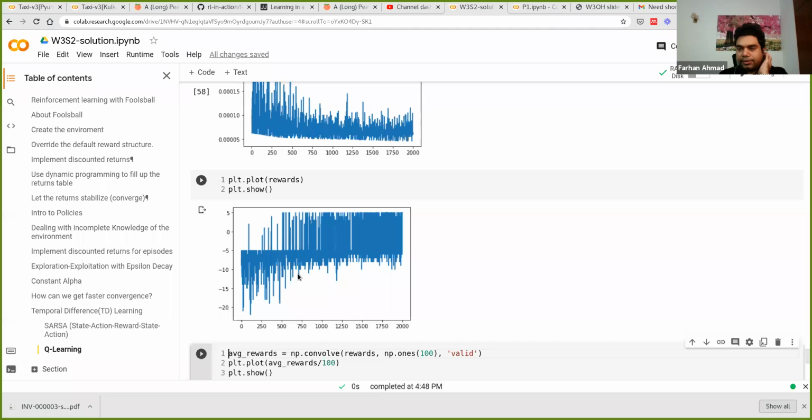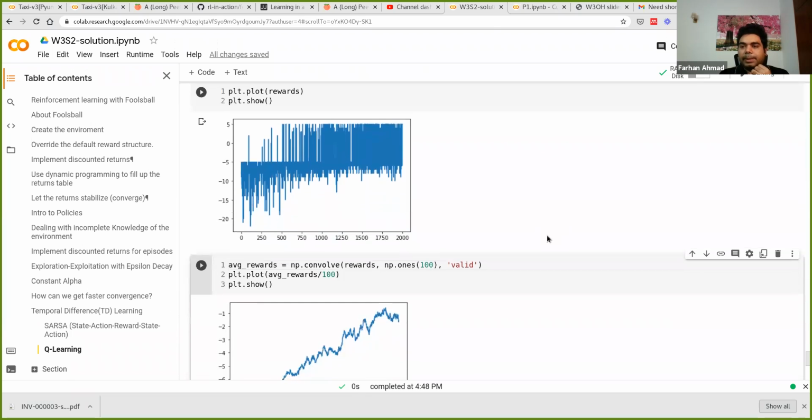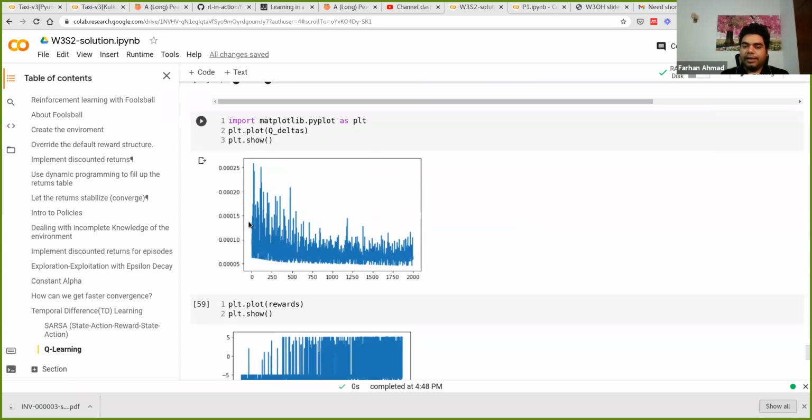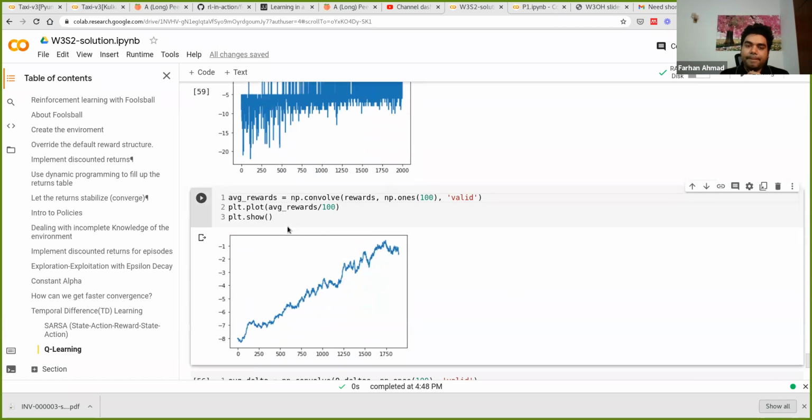But there is still a lot of spikiness, very difficult to interpret, but you can see what seems like an upward trend. So if the average was somewhere over here, it has increased to, let's say, this point, right? So if you look at an entire episode, you can say that the average return that you get is around 0, right? What we can do, to get a better idea, is take some sort of an average of these values, and that is what I have done over here. So we take the rewards array.